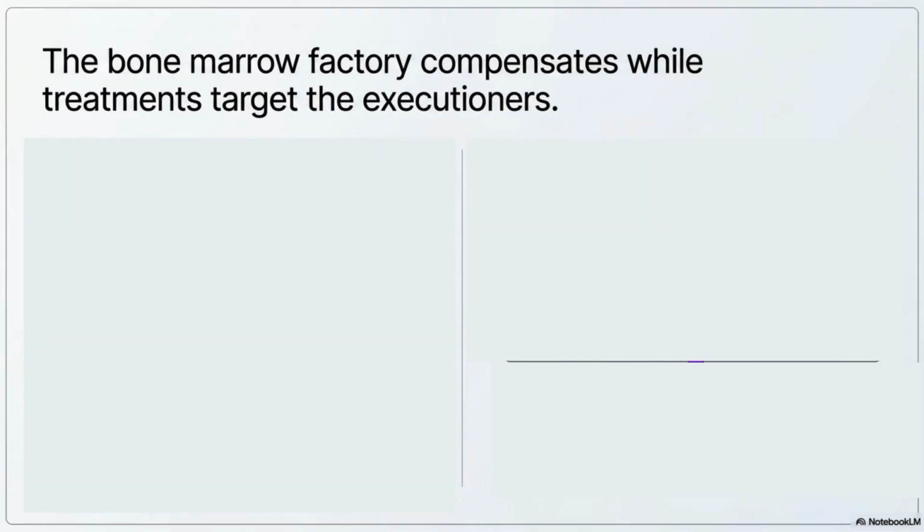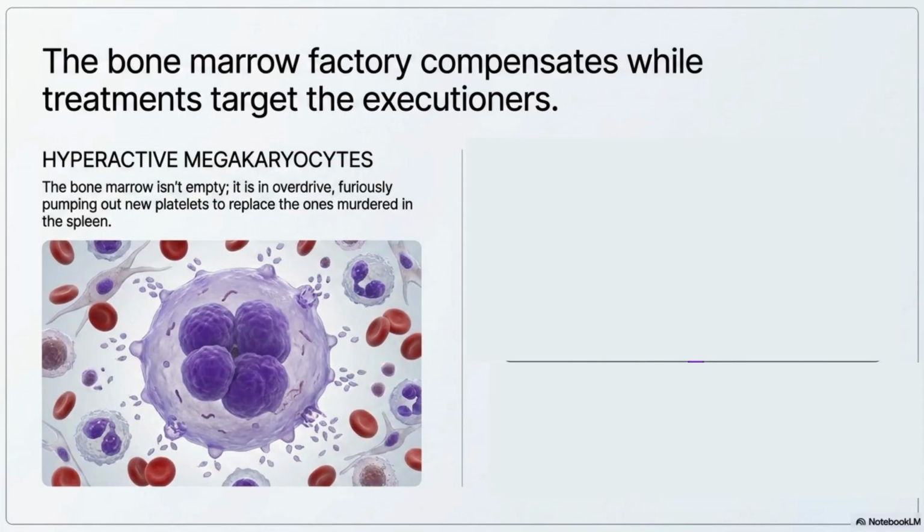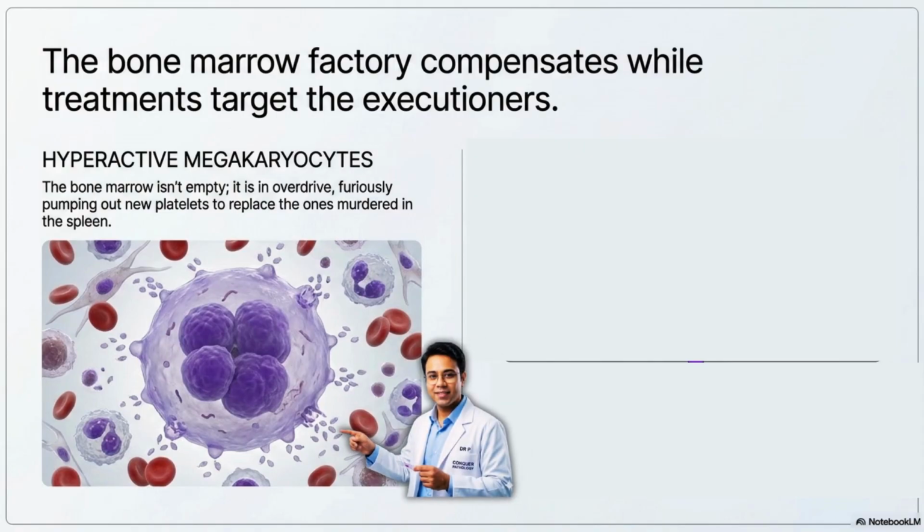The bone marrow factory compensates while our treatments target the executioners. In the marrow, you will see hyperactive megakaryocytes. The bone marrow isn't empty. It is in overdrive, furiously pumping out new platelets to replace the ones murdered in the spleen.